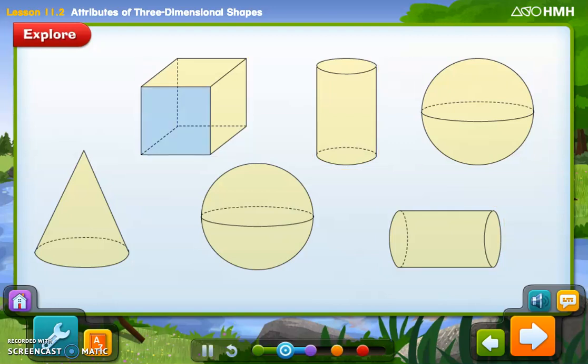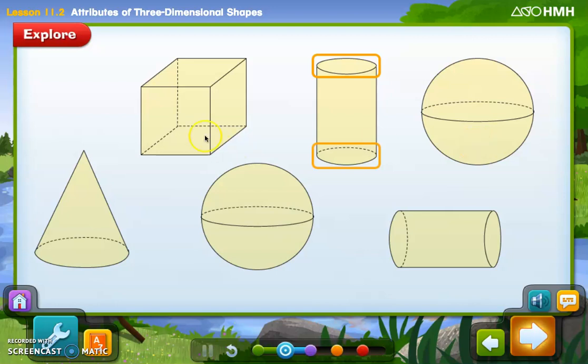Let's look closely at the cube. All the faces on the cube are squares and equal in size. You can count the faces. 1, 2, 3, 4, 5, 6. A cube has 6 faces. This is a cylinder. A cylinder has a curved surface. There are flat circles on both ends.